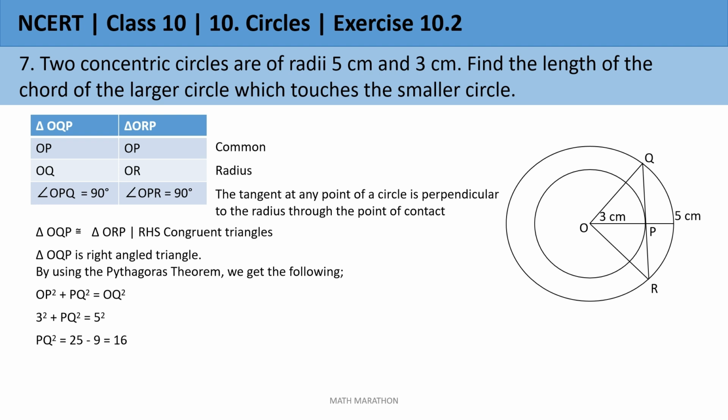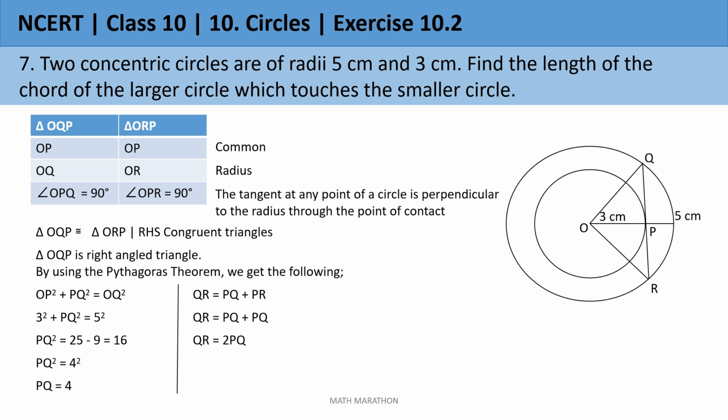Let us subtract 9 on both sides of the equation. We get PQ square is equal to 25 minus 9. PQ square is equal to 16. PQ square is equal to 4 square. PQ is equal to 4. QR is equal to PQ plus PR. QR is equal to PQ plus PQ, because PR is equal to PQ, because triangle OQP and triangle ORP are congruent triangles.